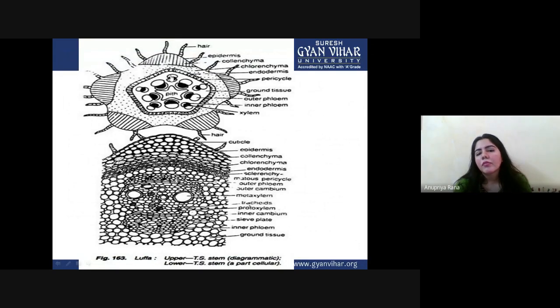Yes, you can see 5 vascular bundles: 1, 2, 3, 4, 5. They are present towards the ridges. And 5 vascular bundles are present towards the furrows. So in total there are 10 vascular bundles here, 5 towards the furrow region and 5 towards the ridge region. In this manner they are present in a ring formation. If you draw a line between them, a ring can be formed between them.